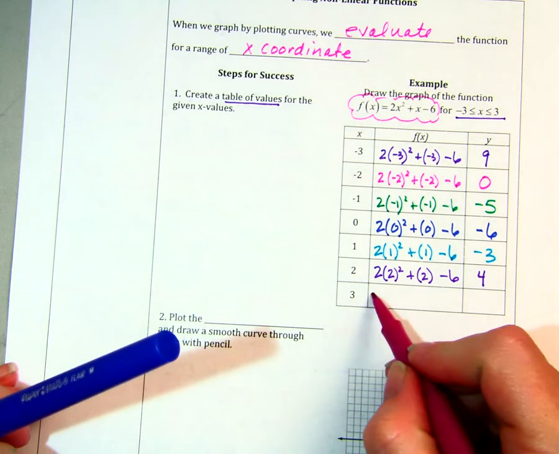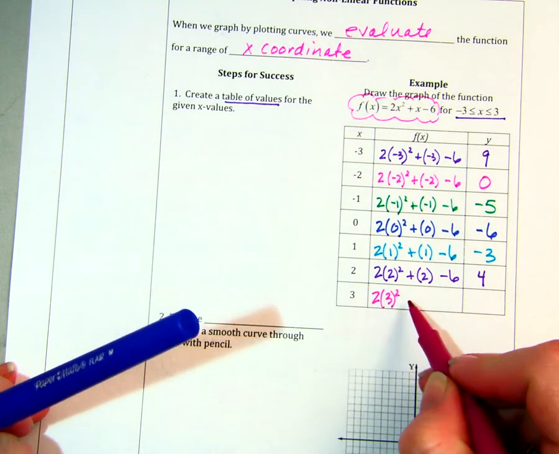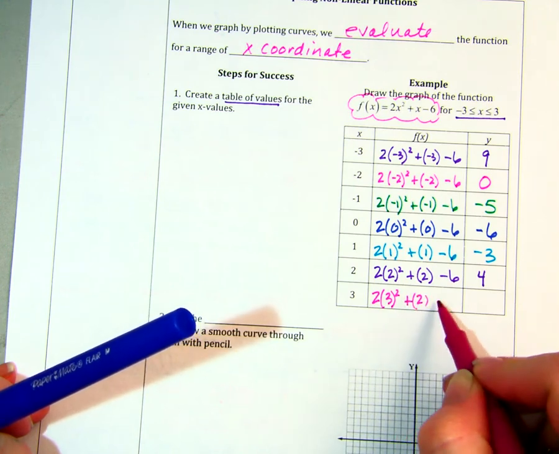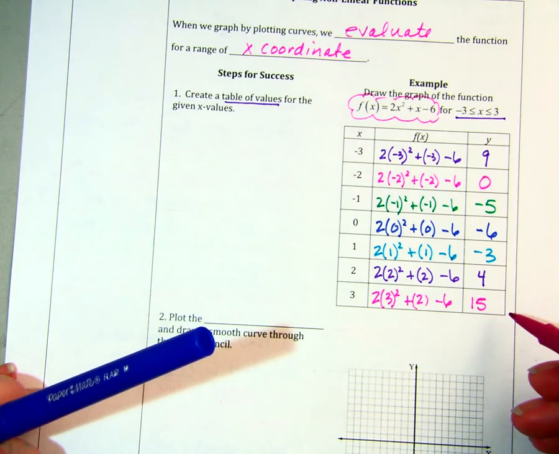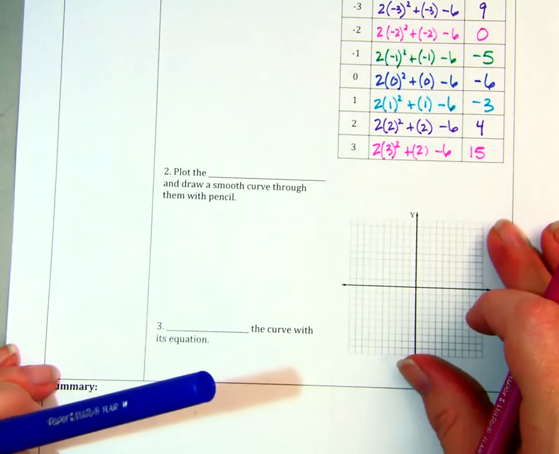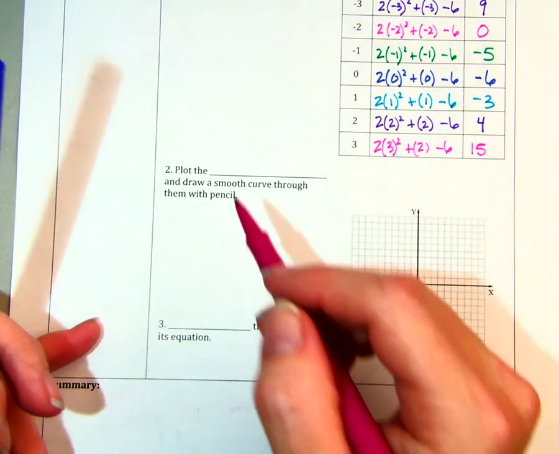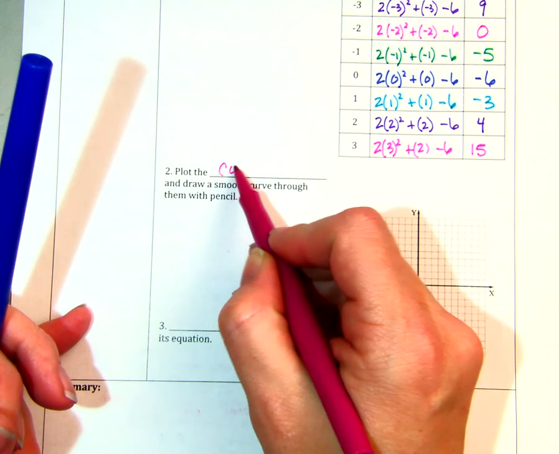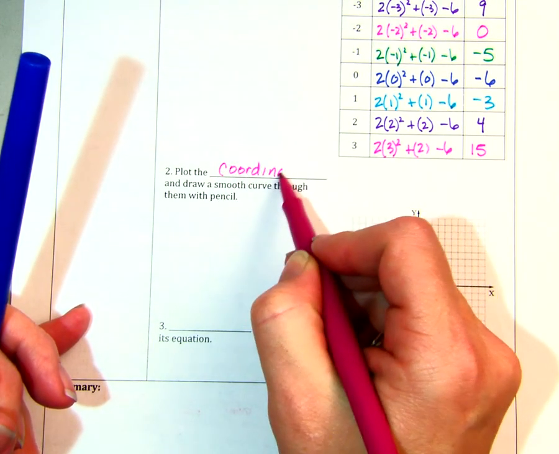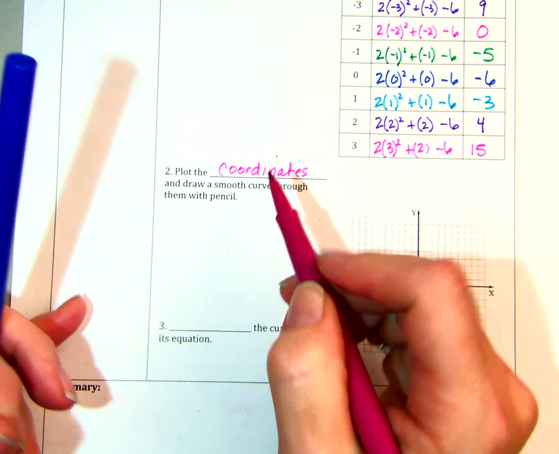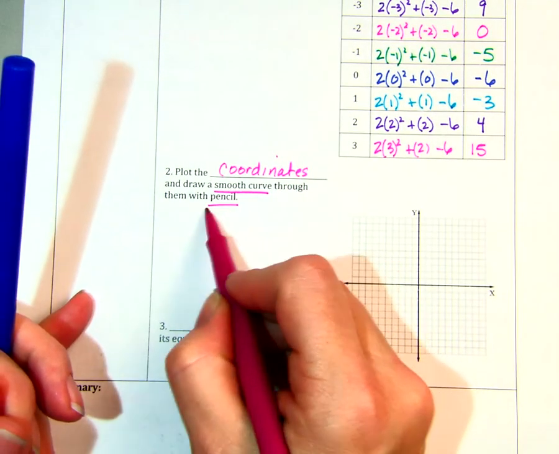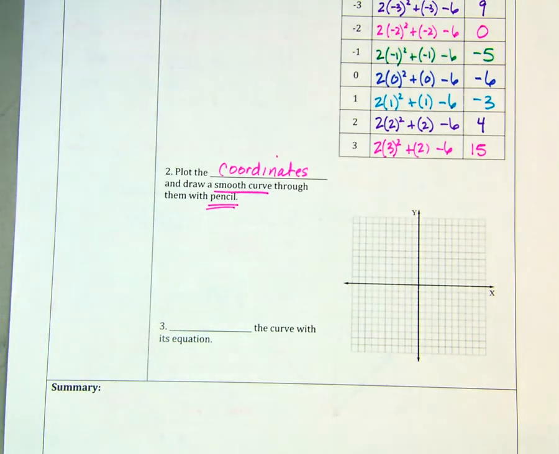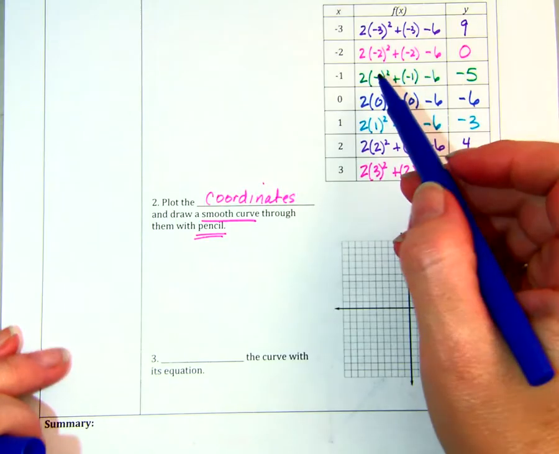And the last one, 2 times 3 squared plus 3 minus 6 is 15. That one's a little bit bigger than our graph, but we're going to make it work. So then we plot the coordinates and draw a smooth curve through them with pencil. That pencil part's important. We're going to need to be able to erase or clean things up.